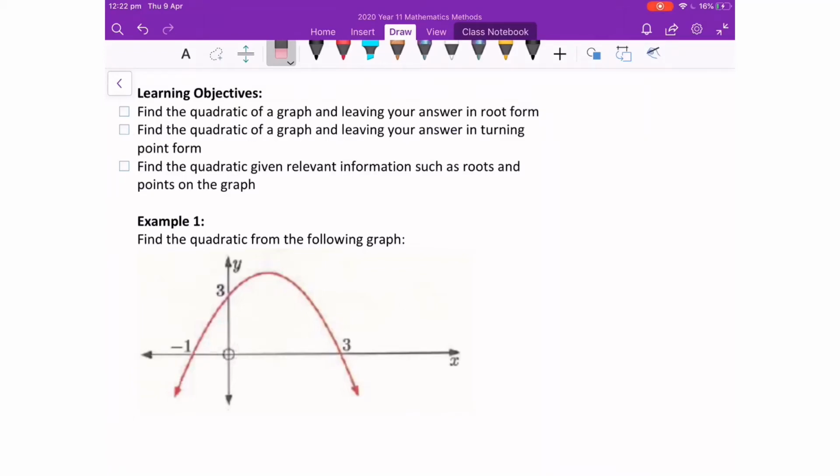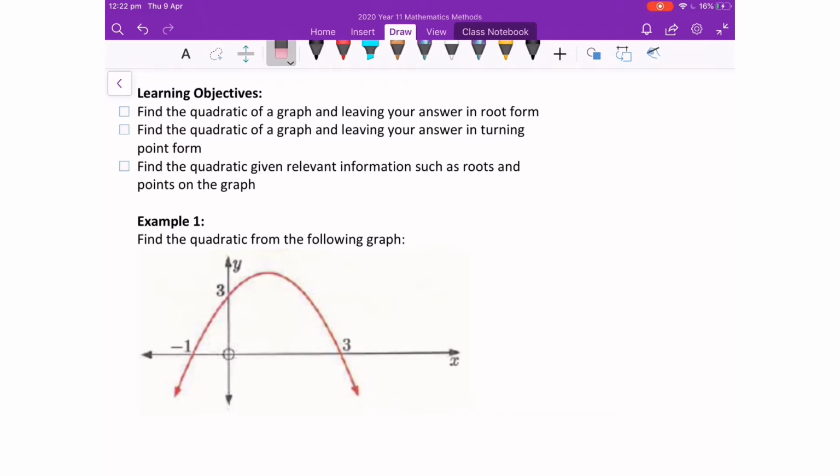So in this video I'm going to show you guys how to find out the rule of a quadratic when you're given a graph. Now this is a really important thing to know how to do. There's a few ways you can do it. So in this series of videos there's going to be a few different versions of this. There's going to be ones where you're given the turning point, there's ones where you're given the roots, some where you're just given coordinates, stuff like that, so that will help you out. So I'm going to show you how to do those things.